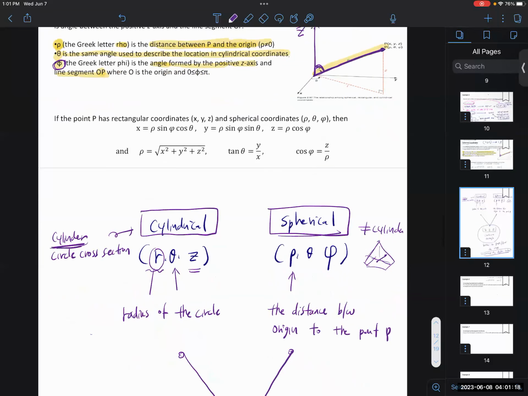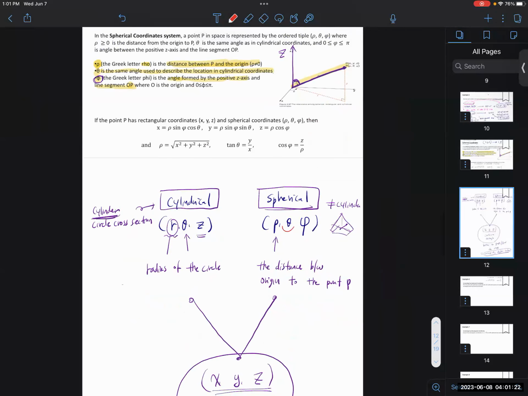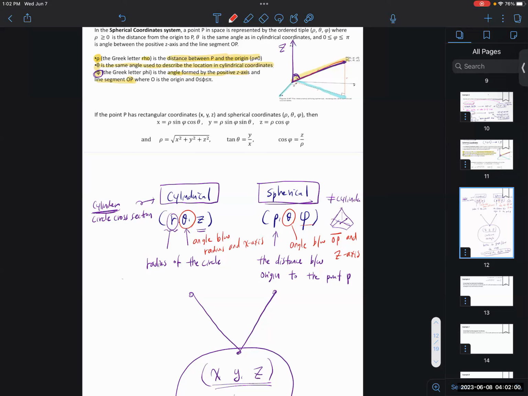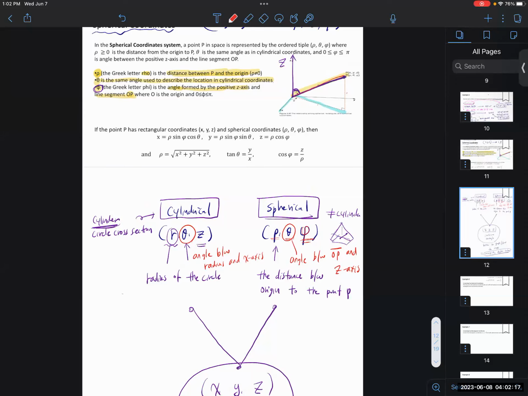If you remember, I'm going to highlight this: these two angles are not equal. This phi is the angle between the segment OP and the Z axis. What is this theta? This is the angle between the radius and the x-axis. So they have different angles. It's not the same angle, we just use the same symbol theta. Usually phi is given, you don't need to worry about it, but as phi and theta get larger and larger, this also gets larger. I will show you that more. But remember, this is the structure of the cylindrical and spherical coordinate systems.